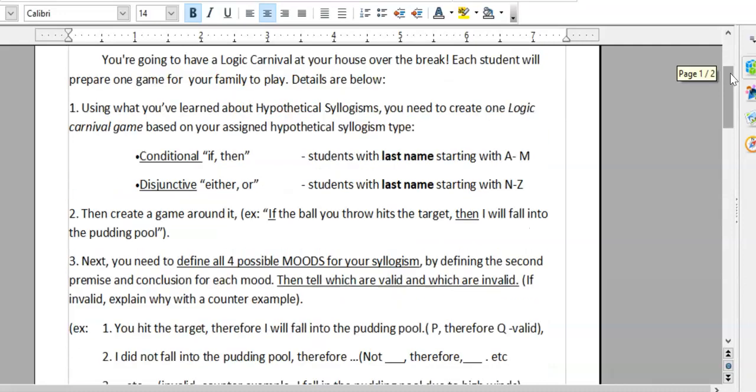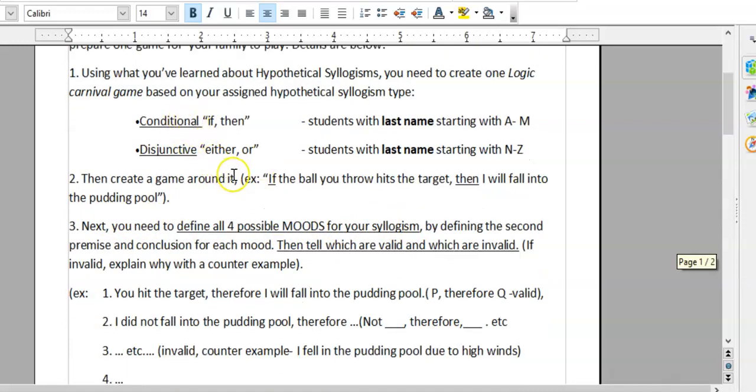So I've assigned you each based on your last name whether you're going to do a conditional if-then statement. So if your last name starts with A through M, anybody through M is going to be doing a conditional if-then statement. So you need to set up your game. Here's an example: if the ball you throw hits the target, then I will fall into the pudding pool. Okay? And then you need to go through and define all 4 possible moods for your syllogism. So the conditional statement, the if-then, is your major premise. So your 4 possible moods are your 4 possible minor premises.